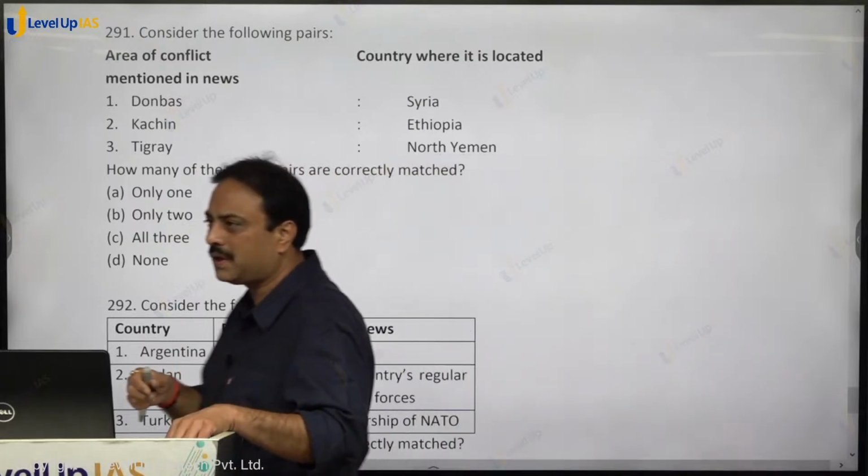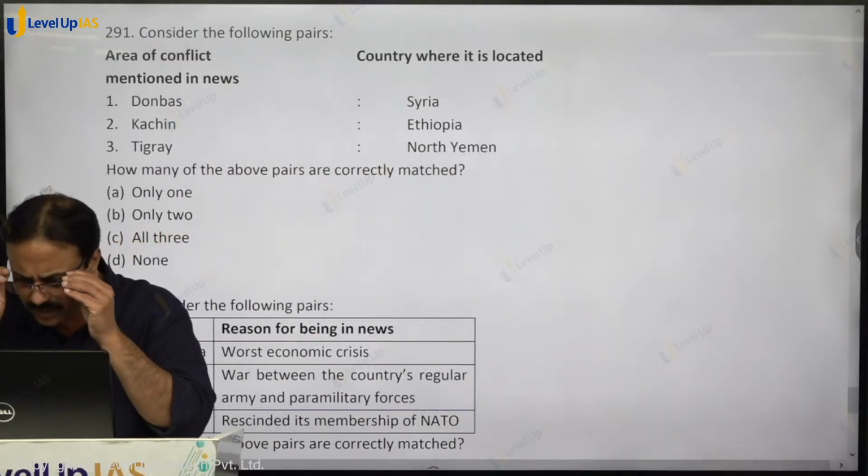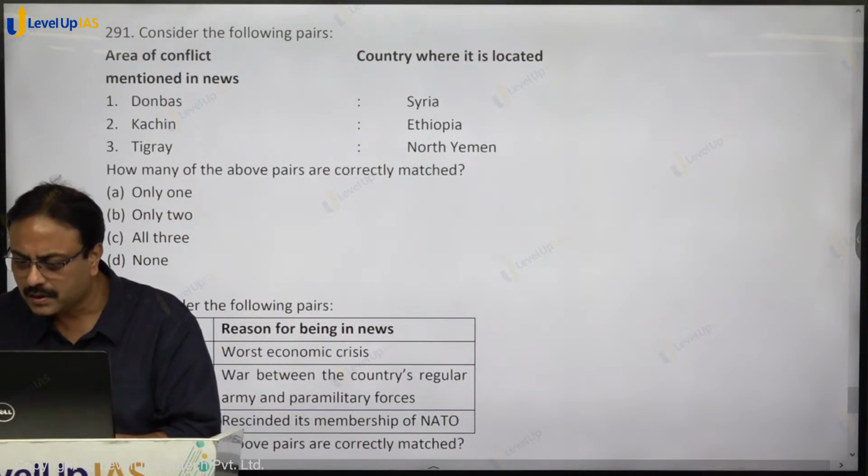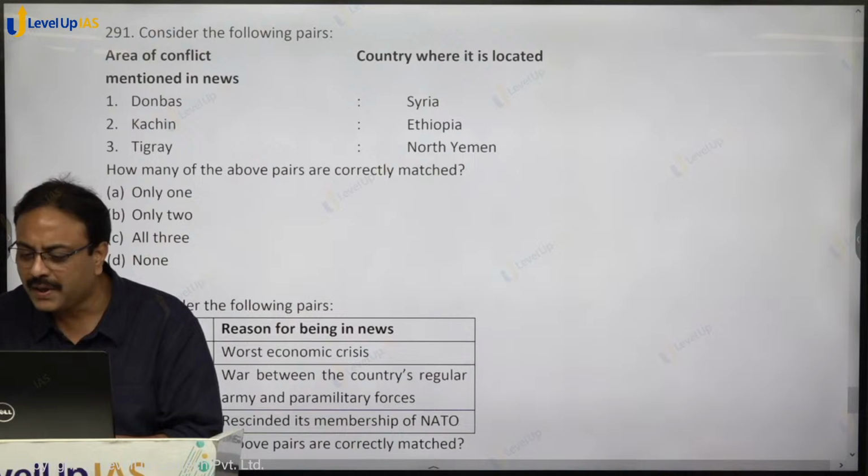Next question, question number 291. Gurpreet, it is not Sakhalin Island, it is Sakhalin Island. That is disputed between Russia and Japan. Sakhalin. Indian Oil Corporation is working over there.